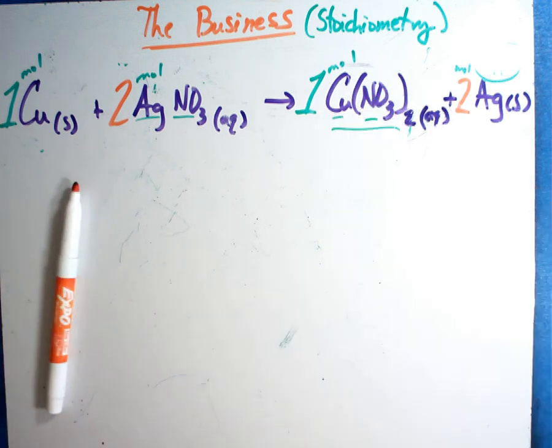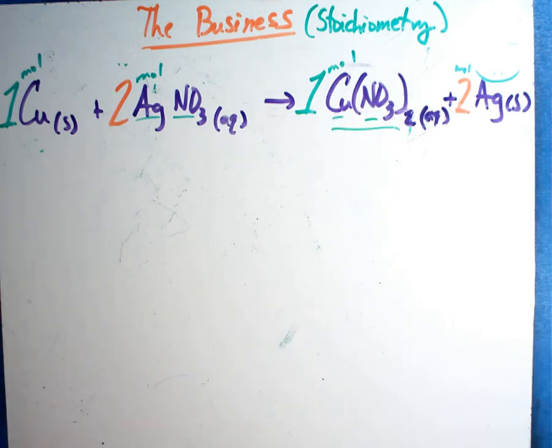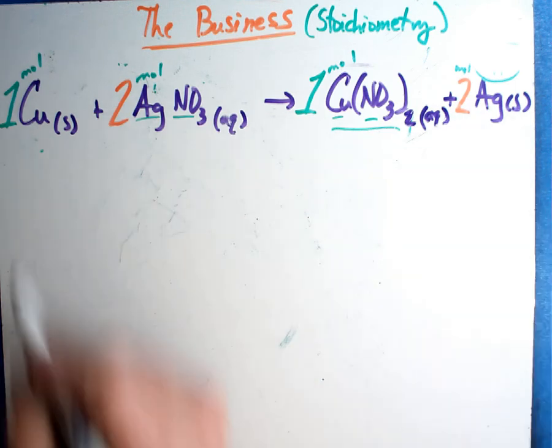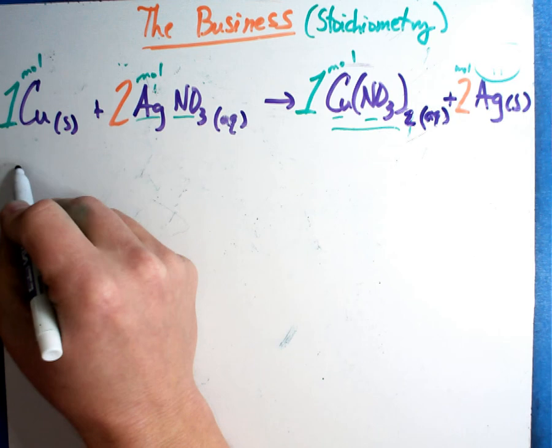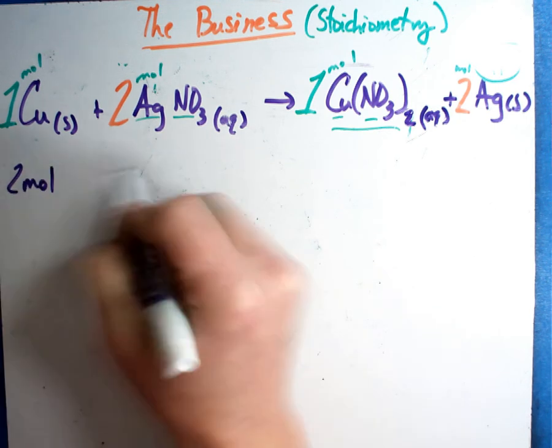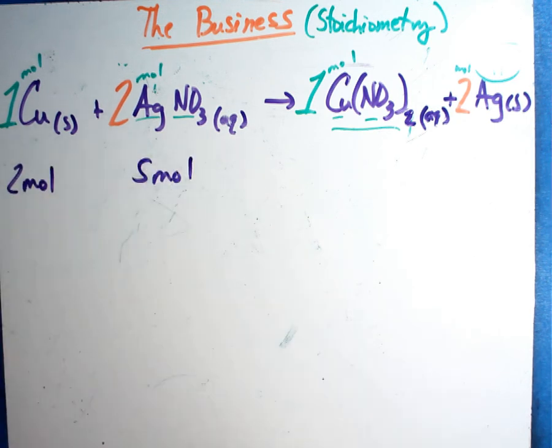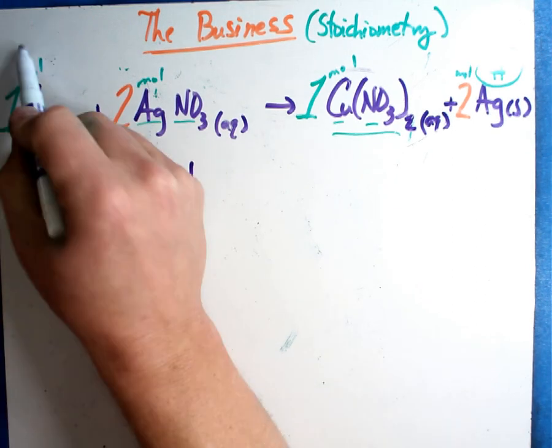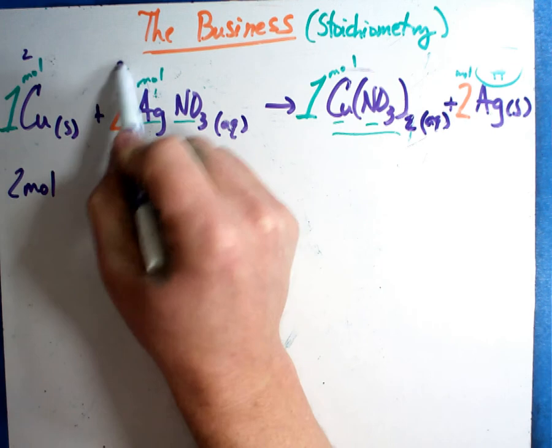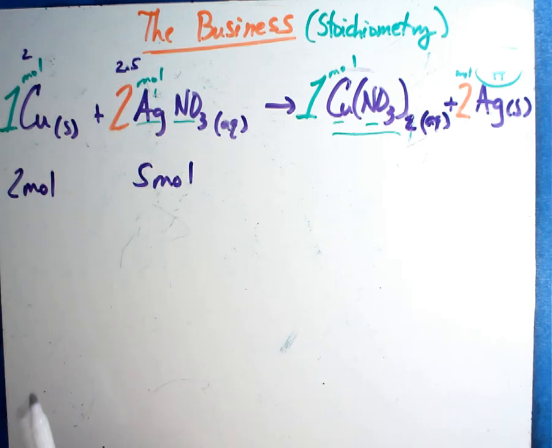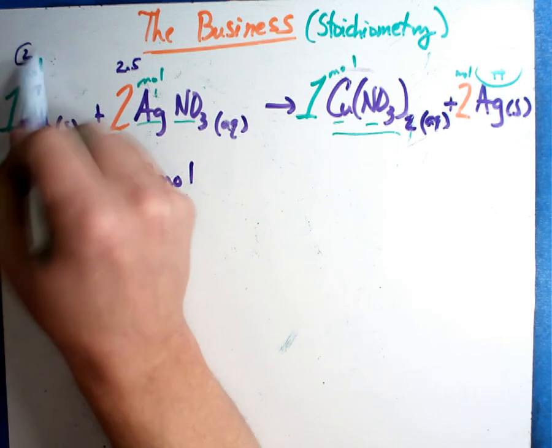So let's look at an example like this one. Let's say we had 2 moles of this and 5 moles of this. Now, here's a hint. If they ever give you 2 numbers, you're going to immediately check for limiting reagent. It's this simple. 2 divided by 1 is a change of 2. 5 divided by 2 is a change of 2.5. One of them is going to run out first.